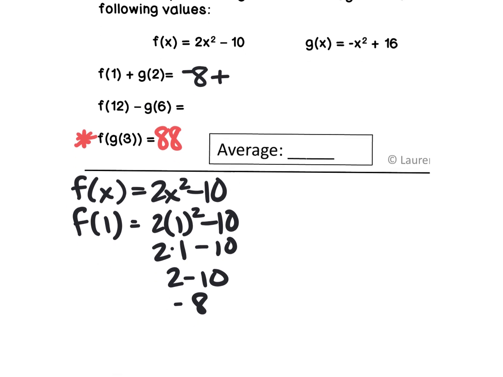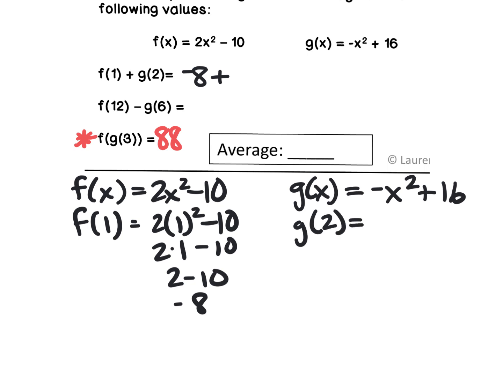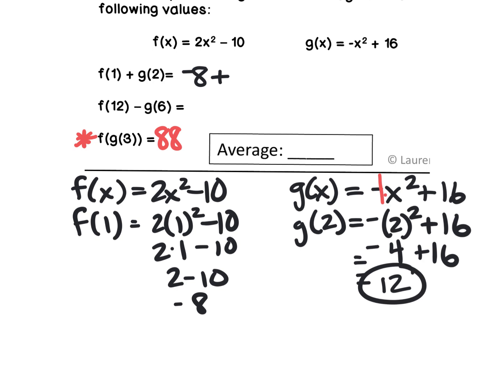So coming back over here, g of 2. g of x is negative x squared plus 16. We talked about this in class. When I go to substitute a 2 in, I have to be very cautious that that negative is not getting raised to the power. It's almost like looking at this function and thinking of it like negative 1 times x squared. If you want to write that in, you can. 2 is the only thing being raised to that power. So it's going to be a negative 4 plus 16. That's going to equal 12. So negative 8 plus 12 is going to give me positive 4.